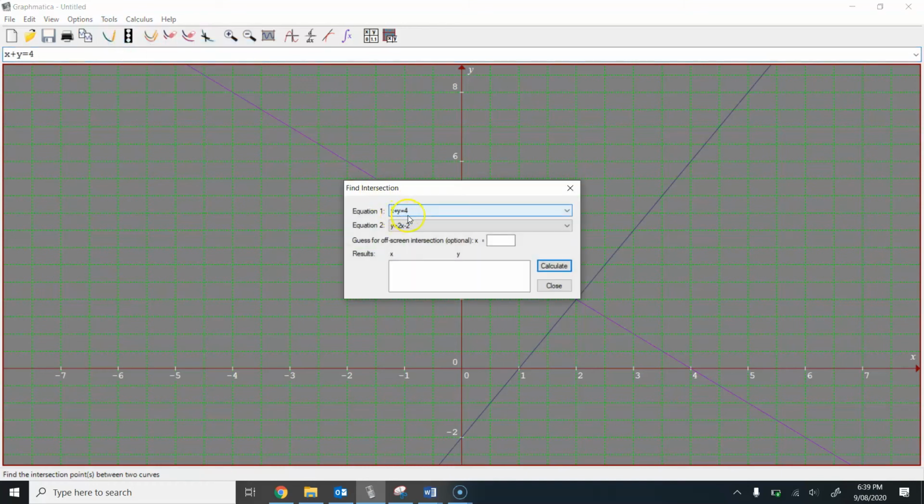Make sure you've got the first equation there. You've got the second equation there. It's important to check that you've got the right equation because sometimes you'll have other equations stored. So check that they're the right equations. And then you press calculate.